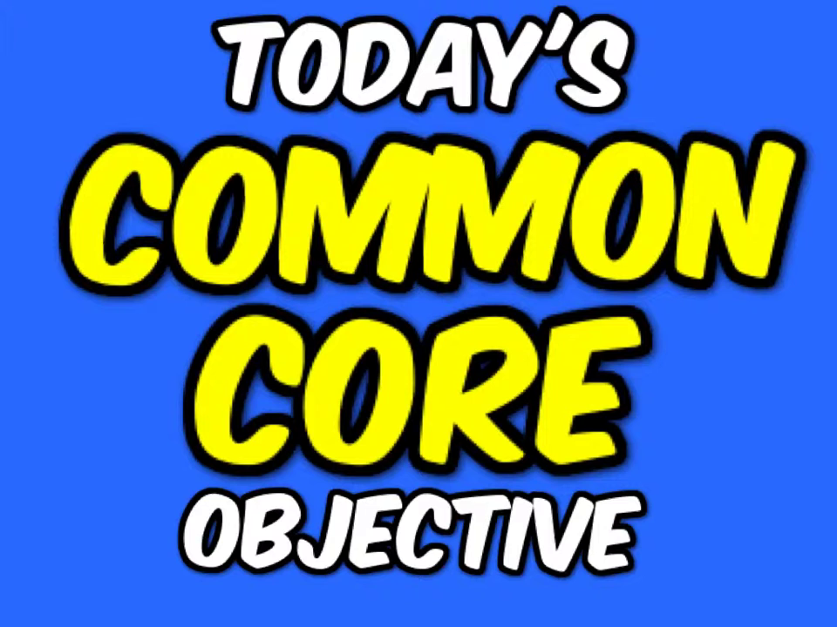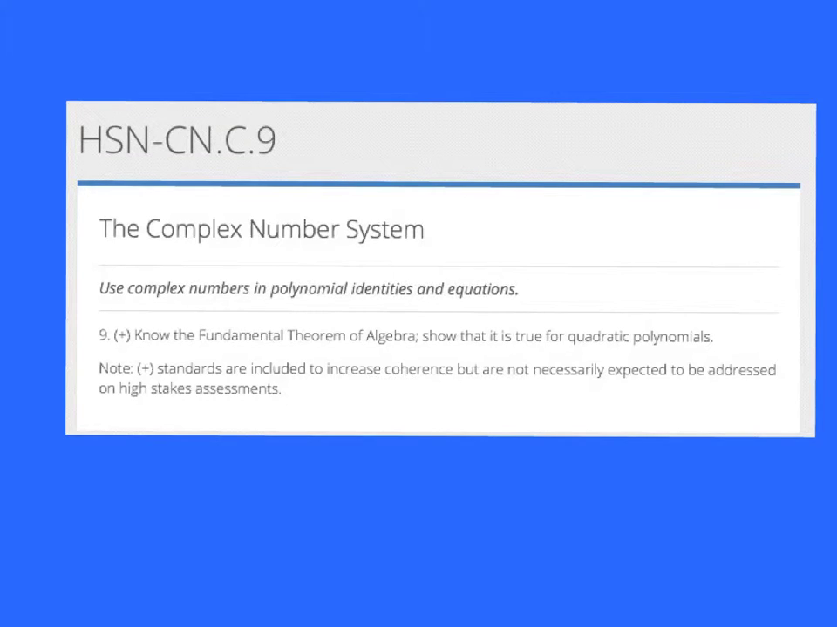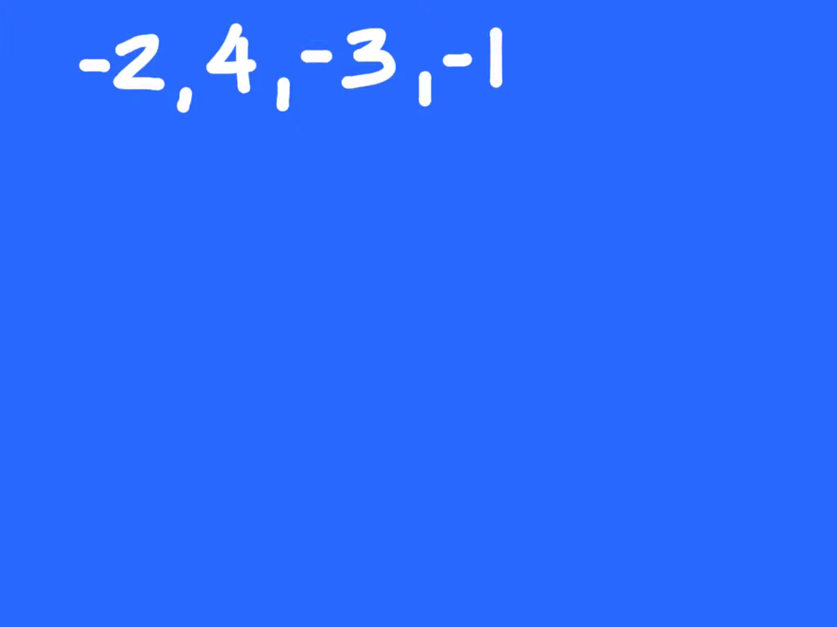The Common Core objective: know the fundamental theorem of algebra and show that it is true for quadratic polynomials. Here's example 1. And you'll have to do this on the test. You'll have to do 4 roots, 3 roots, 2 roots. There's not going to be anything 5 or higher. That just gets ridiculous after a while.